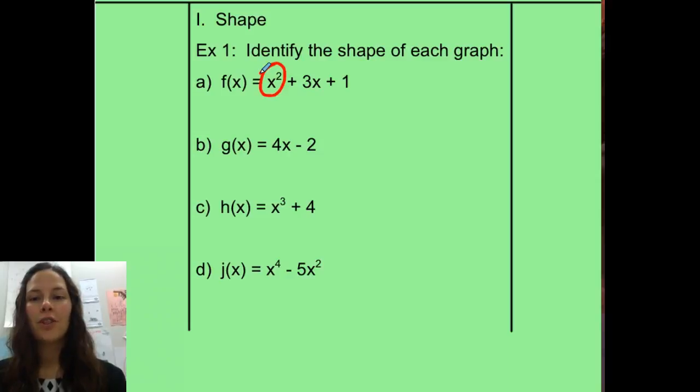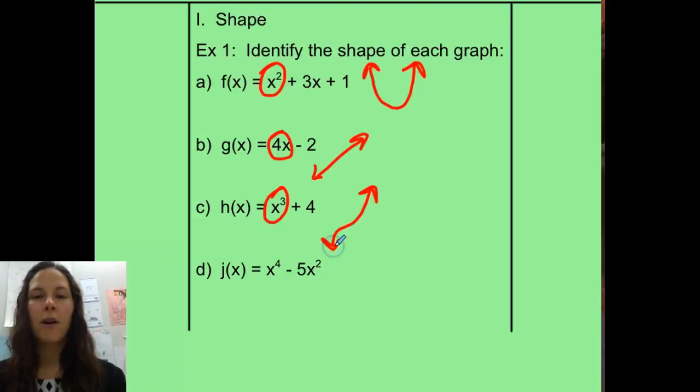Our first example has a highest power of 2. The leading coefficient is positive, so it would open up. So the shape of this graph would be your basic parabola. Part B, we have a power of 1. This is a linear function. The slope is positive, so the line would rise. Part C, we have a highest power of 3. That is our snake function. Again, the leading coefficient is positive, so it would rise up.